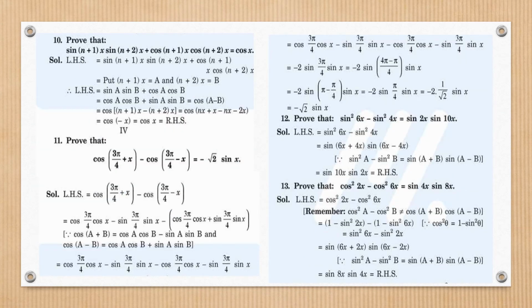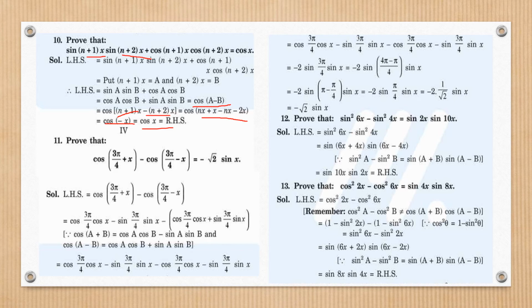Number 10 is again a formula, like it is sin A sin B + cos A cos B, or we can read it like cos A cos B + sin A sin B, which is the formula for cos(A - B). Now who is A? You can take the bigger angle as A or the smaller one also, so A is (n + 1)x and B is (n + 2)x, so it becomes cos(A - B). Open the brackets, you'll get cos(-x), as cos is even, so it becomes cos x.